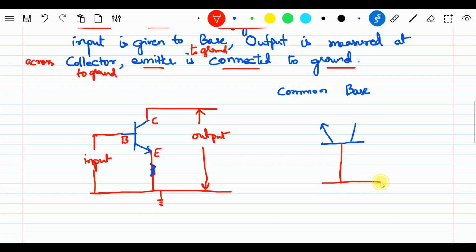Now this is the base, which is going to ground. This is your ground. Input is given to the emitter, across the emitter and ground. So this is your emitter, this is your base. Now the output is taken at the collector, which is measured between collector and ground. So this is your collector. This is the common base configuration.